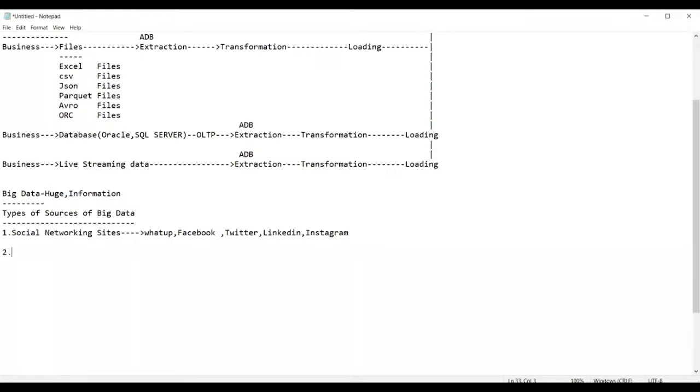Next, you have the second source. So what is the second source? We can say the second source is the banking application. Across the globe, banking applications are considered the major source of getting big data.